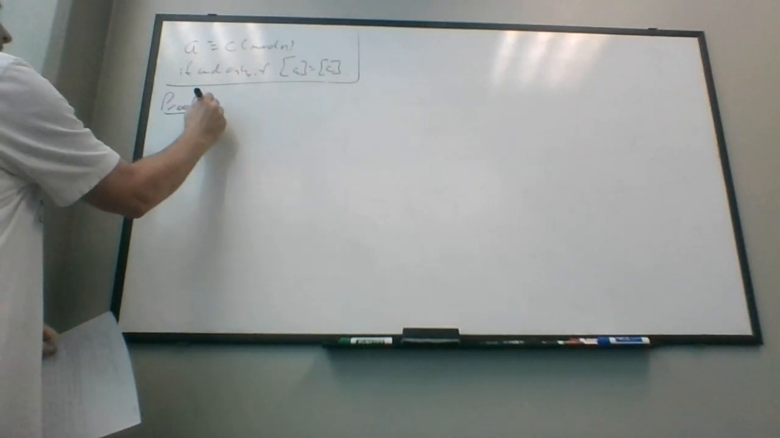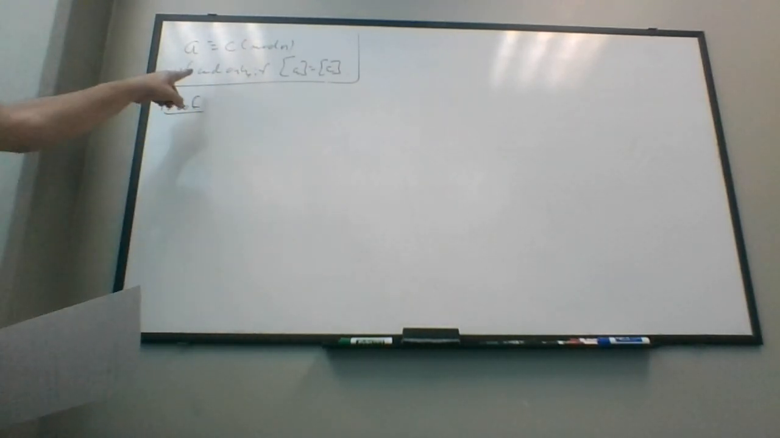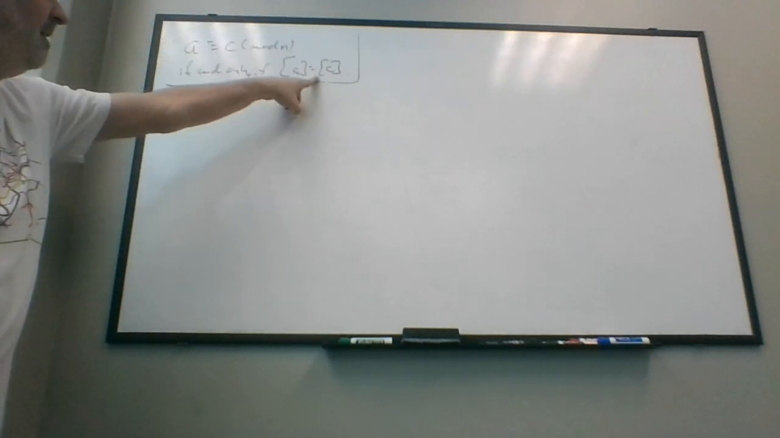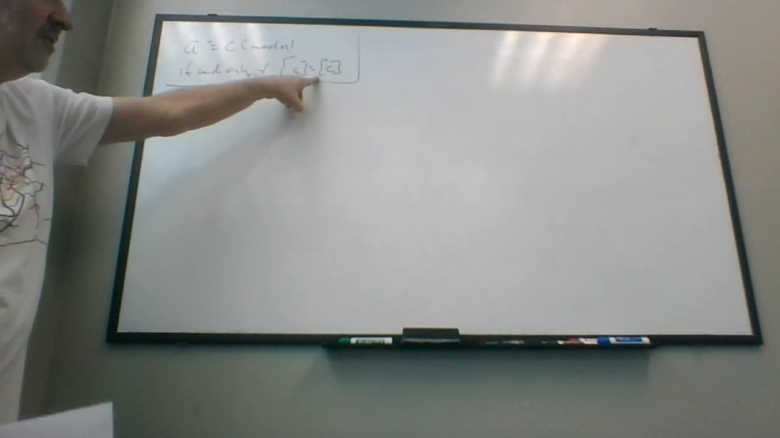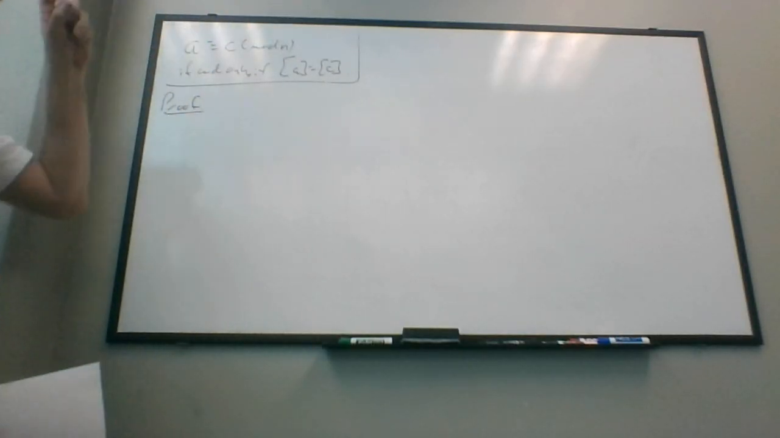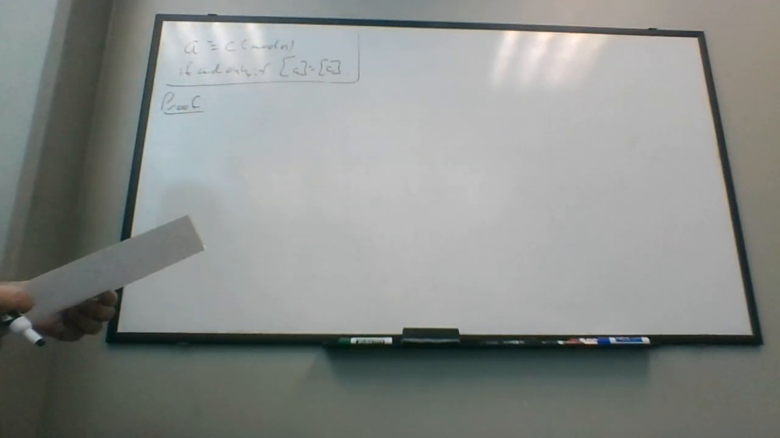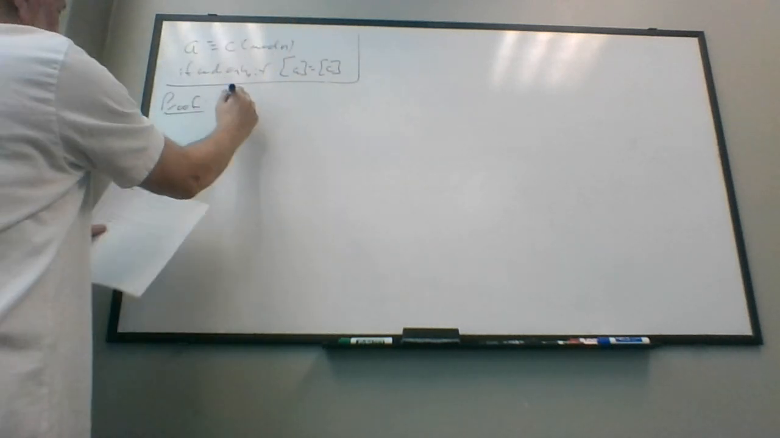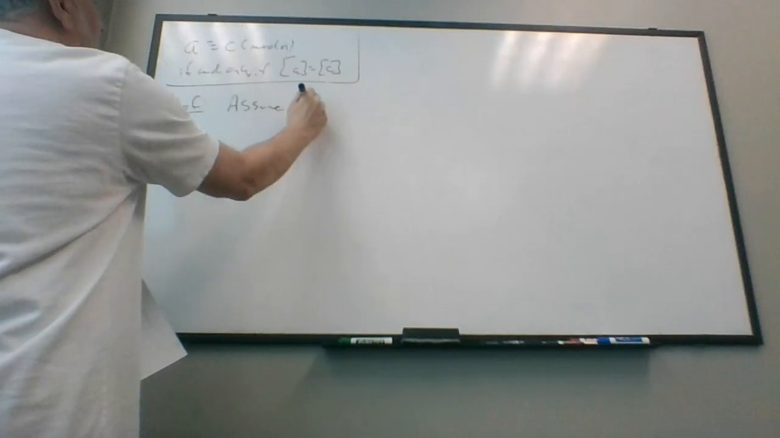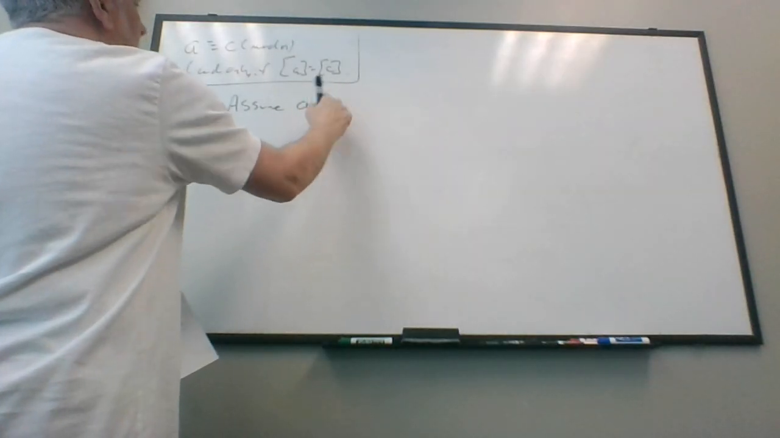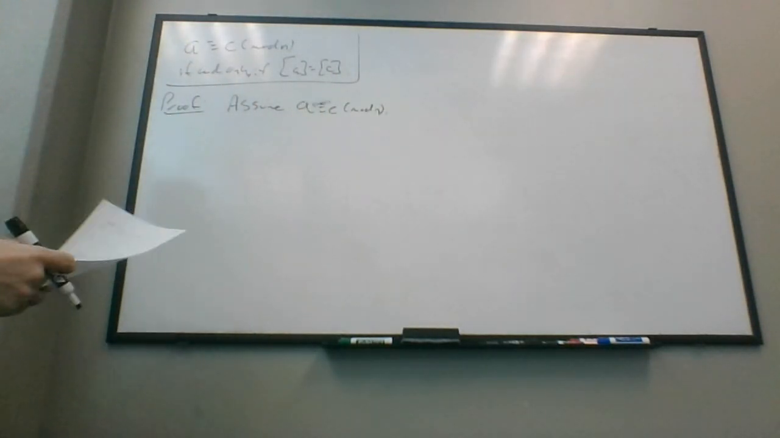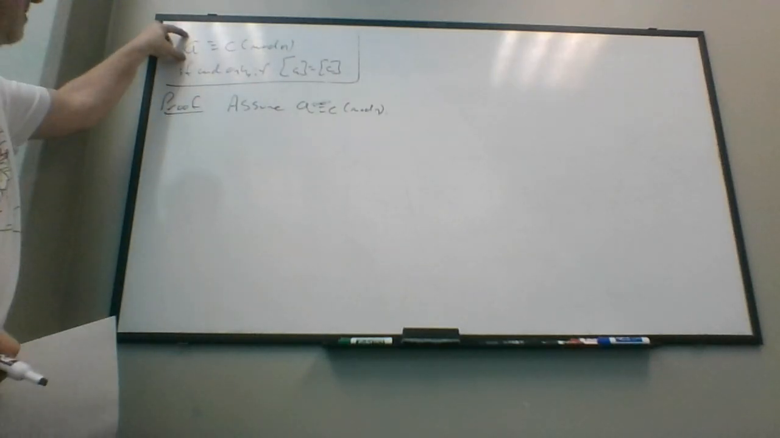Now remember, if and only if means if A is congruent to C mod N, then the congruence class of A is equal to the class of C. And then you have to go the other way: if the congruence classes are equal, then A is congruent to C mod N. You have to go both directions. I'm just going to do the forward direction. So let's assume A is congruent to C mod N. I'm assuming the hypothesis here.